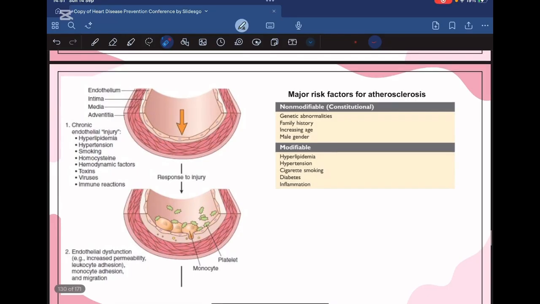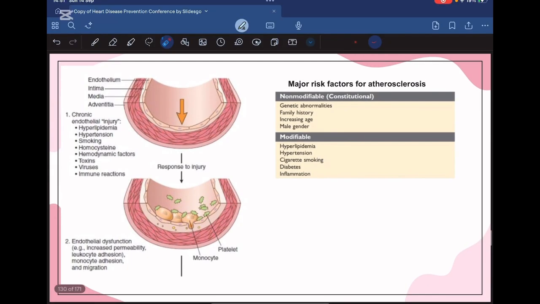Moving on, let's know the story of this atheromatous plaque, how it happens and how it builds up. The first step is endothelial injury. So the endothelial injury happened. Why did this injury happen? Because we have risk factors. They can be non-modifiable or modifiable. Non-modifiable are such as family history and male gender, so he's a male, we cannot change this.